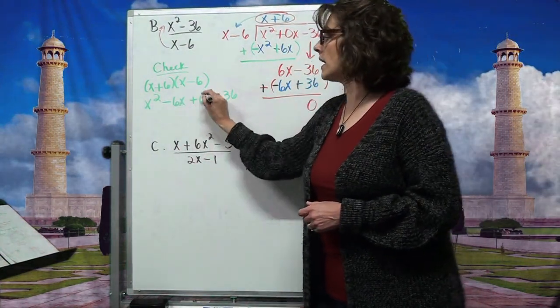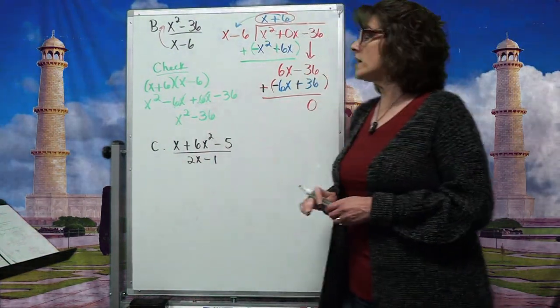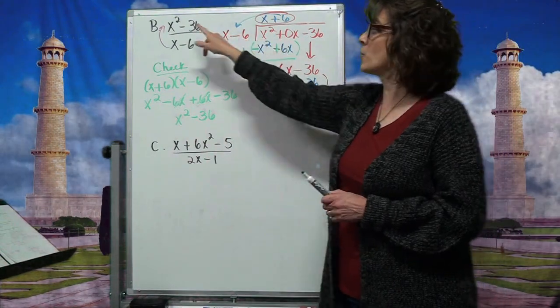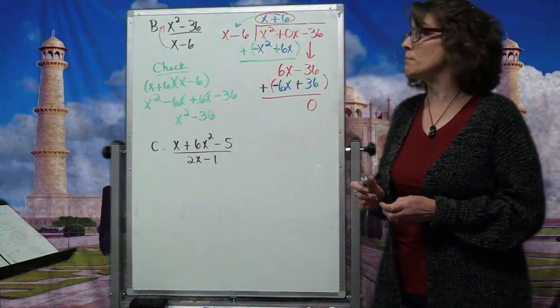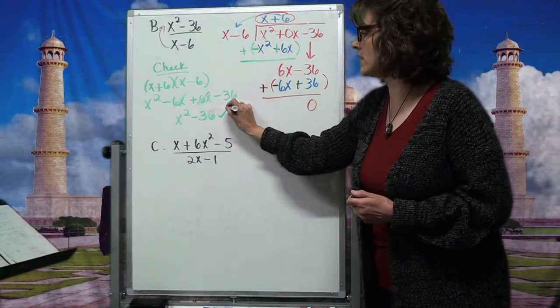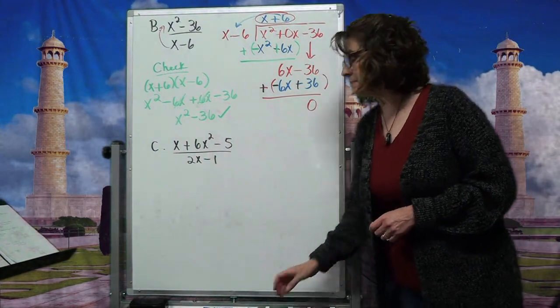Notice these two will cancel, and I'm left with x squared minus 36, which is what's here because I don't really have any x's there. In addition, it's what I have up here as my dividend. So I know in fact that this is correct, remembering that this is not the answer, that's just the check. My answer is the quotient that's up there on the top.